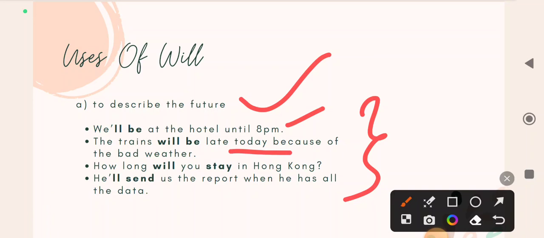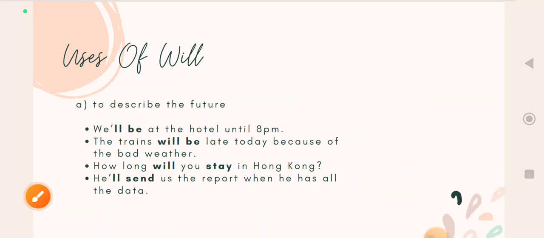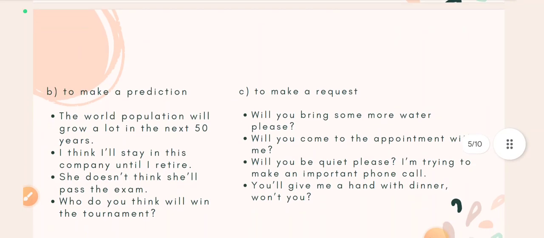You can pause the video and write down one sentence to describe the future. If you want me to give you another sentence, it would be: tomorrow I will be meeting my best friend. I will be, because I'm describing the future. To describe the future, we use will, and this is the first use of will. I hope it's clear. You can pause and write down one example in the comment box.